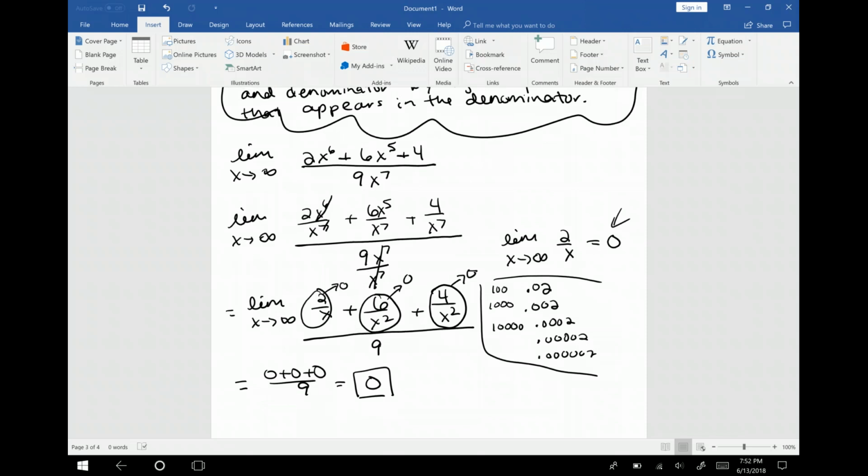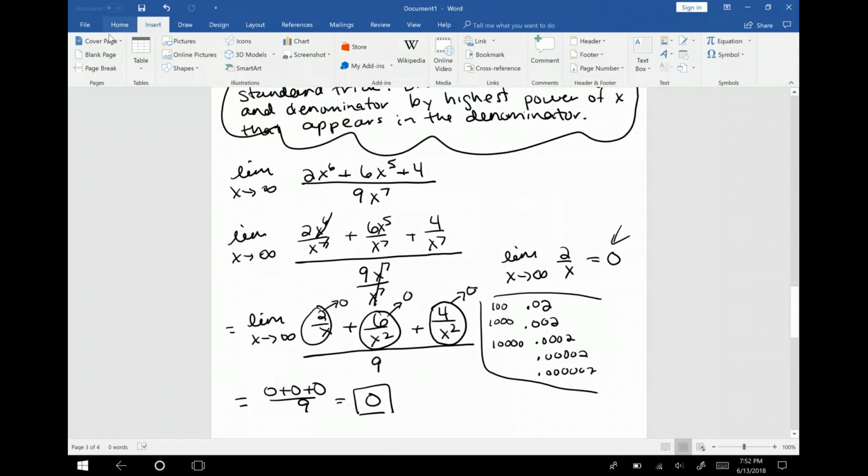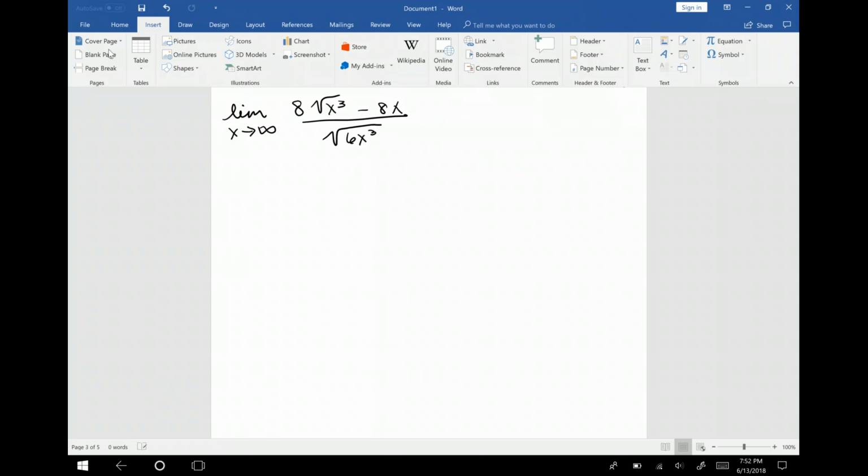Let's try one that's similar but is a little harder. So let me insert another page here. So this is another problem. Let's say we have the limit as x goes to infinity of 8 times the square root of x cubed minus 8x, divided by the square root of 6x cubed. That looks like a good problem, right?